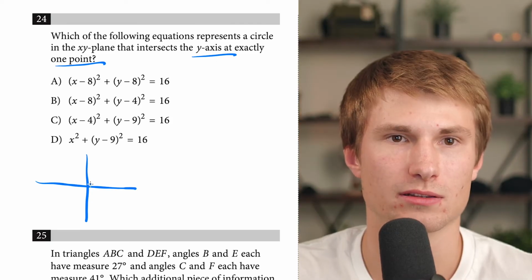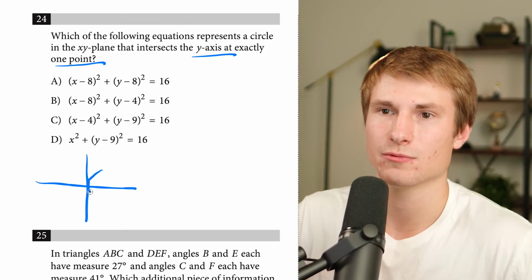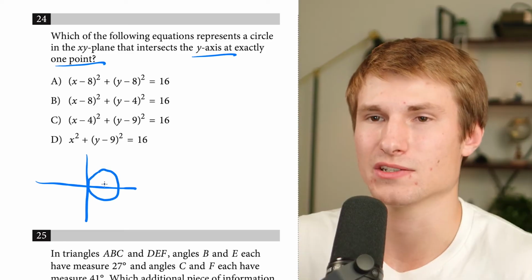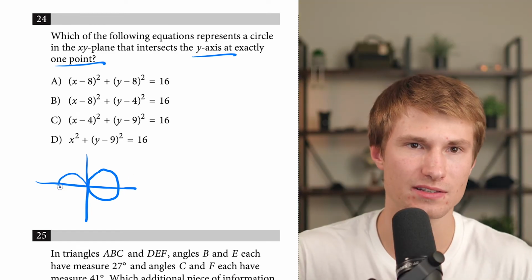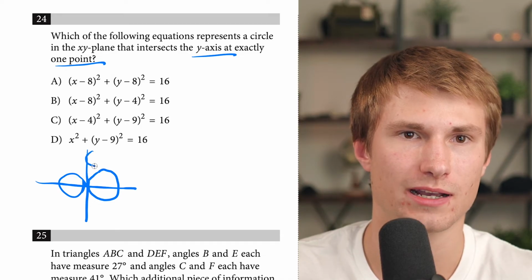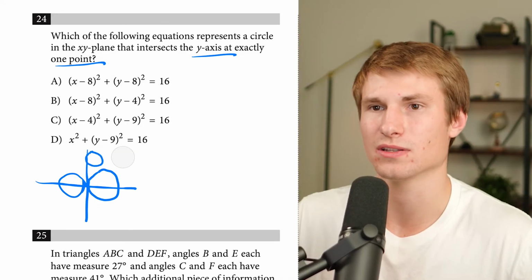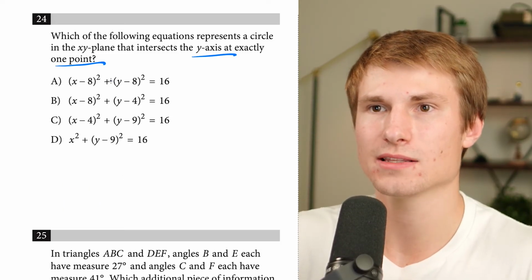Okay, so that would look something like this. It doesn't matter how many times it crosses the x-axis, right? But ultimately we can only touch that y-axis once. We can't cross it. We can only touch it at 1 point. So it could look something like that, could look something like this, right? But it's got to only touch that y-axis once.